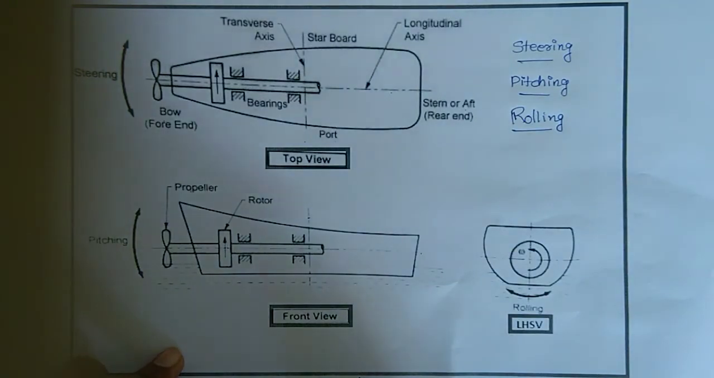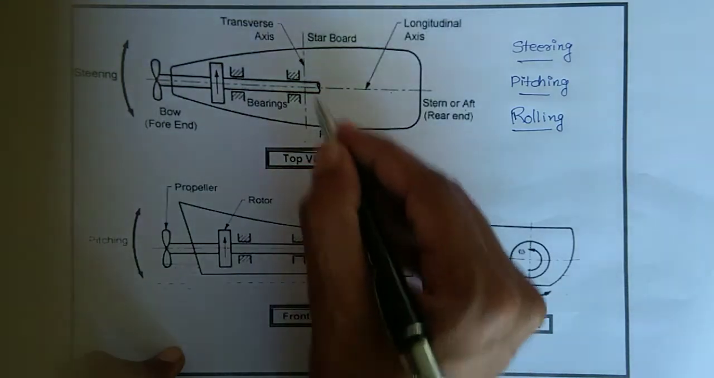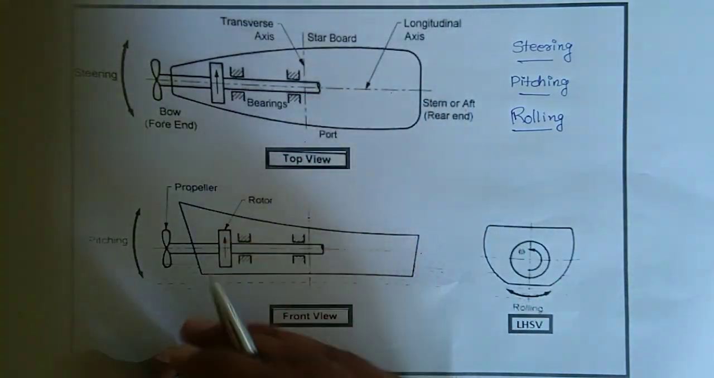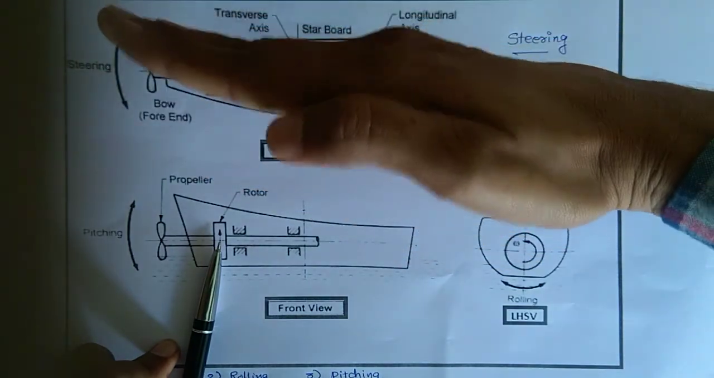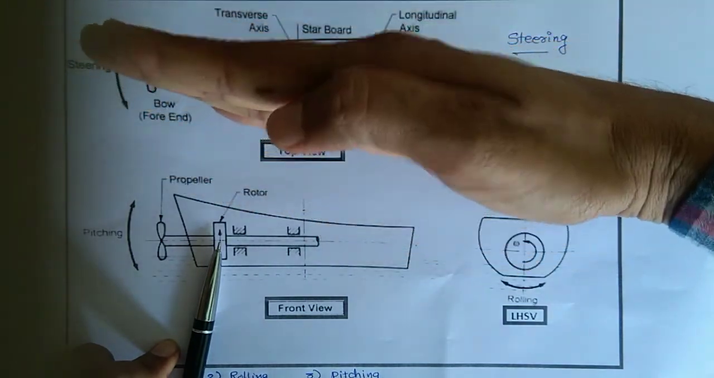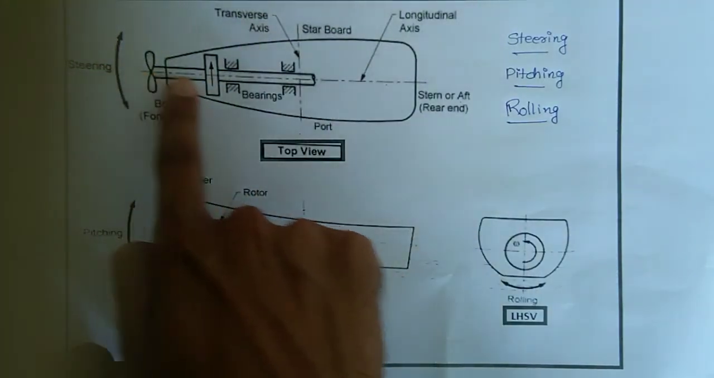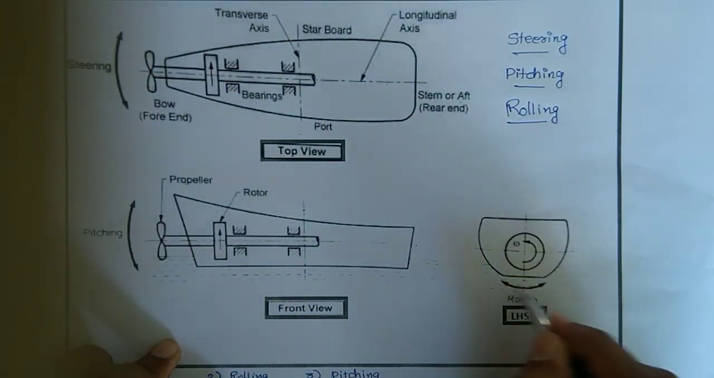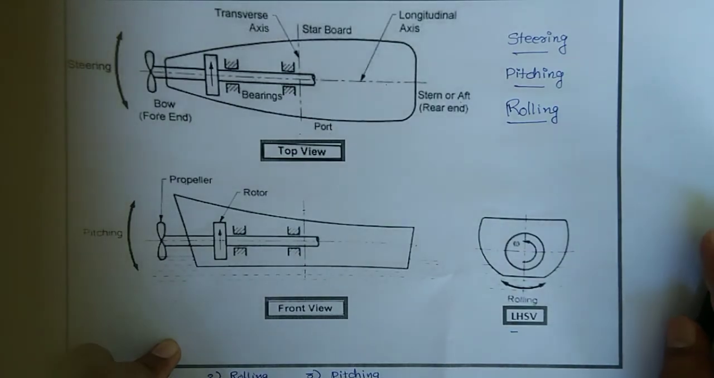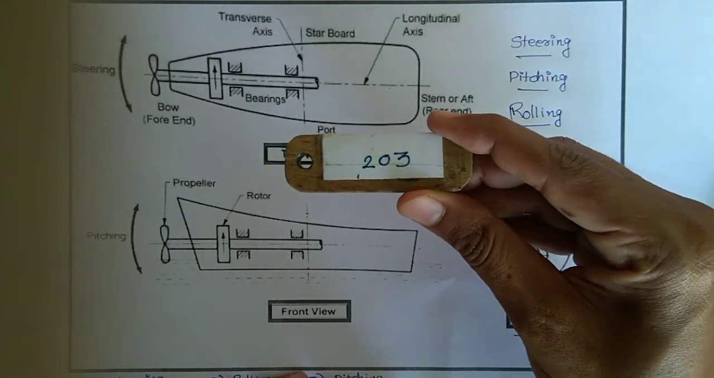So rolling is the cyclic up and down motion of port and starboard. Now if this is our ship, and the ship is having cyclic up and down motion in this way about this axis, then it is known as rolling. So here we can see the rolling of the ship in a left hand side view.